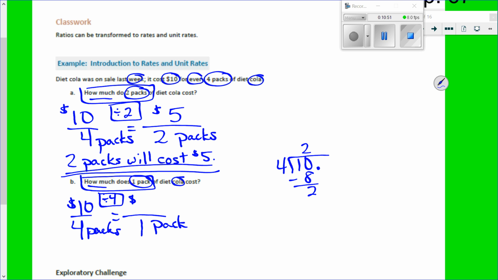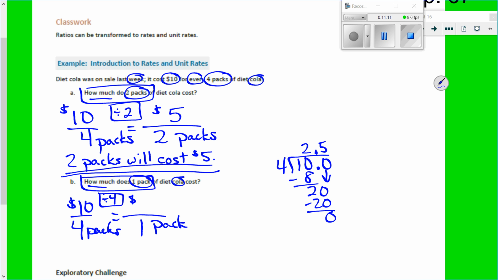Mr. Moore hint, as soon as I add that decimal there, move it straight up into your answer so you don't forget it. Because that decimal stays right in that spot. And now I can add another 0. Now I can bring that 0 down. 4 goes into 25 times. I'm now at 0, so I'm done, right?